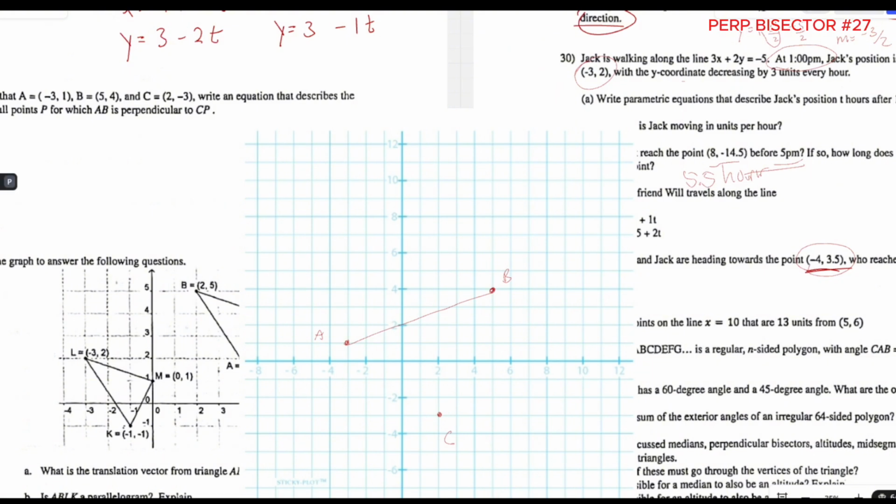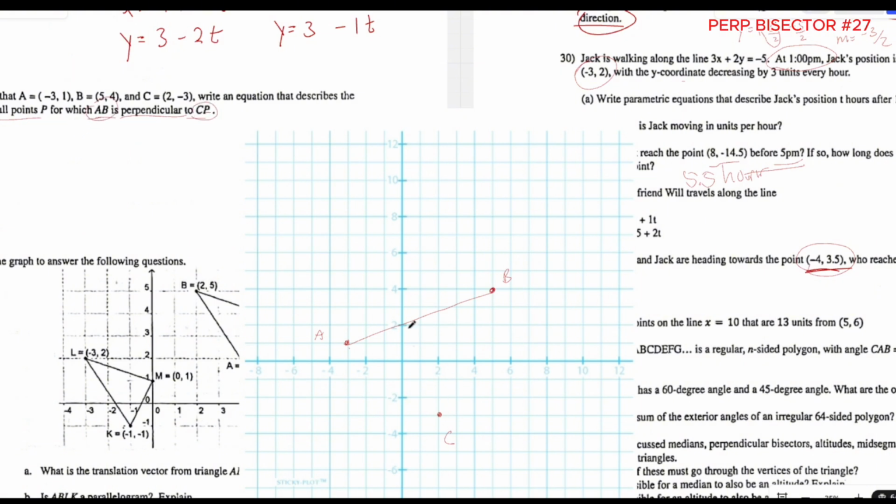Problem number 27 is asking something about perpendicular AB. It's hard to figure out what they're even asking though. Let me at least graph these points A, B, C, and they're talking about a segment AB, and some line CP, but they don't really tell us where P is. Write an equation. Okay, so that's going to be some y equals mx plus b thing, I think, that describes a set of points P, for which AB is perpendicular to CP.